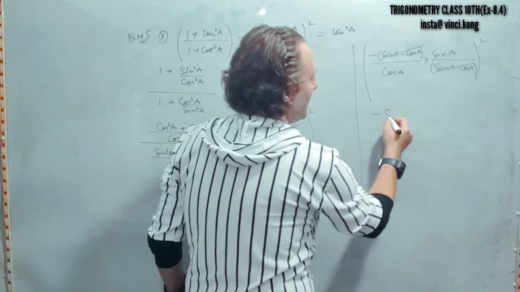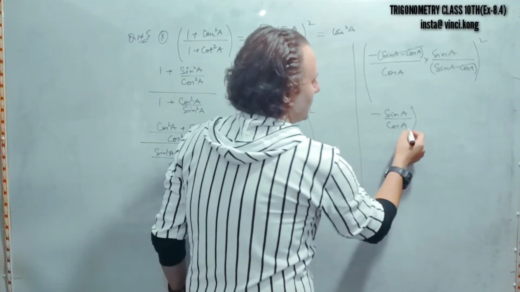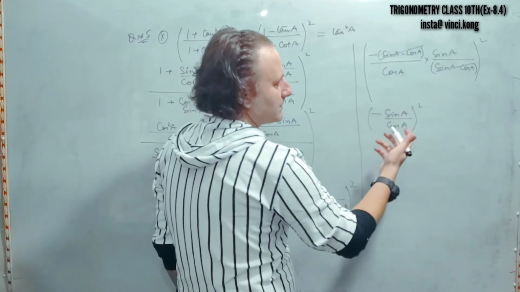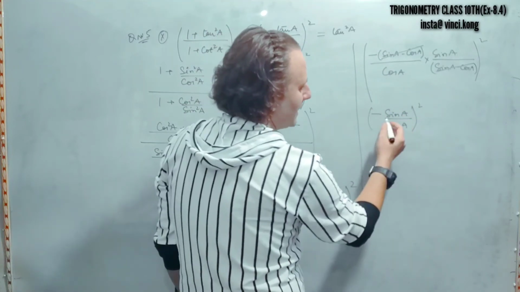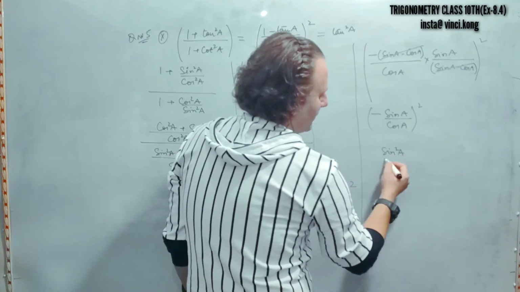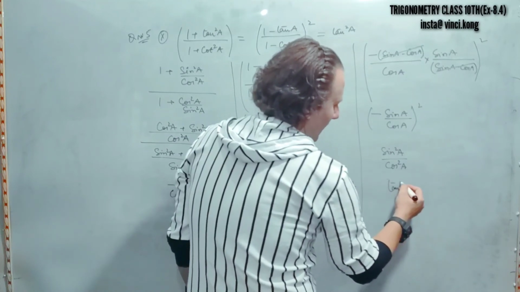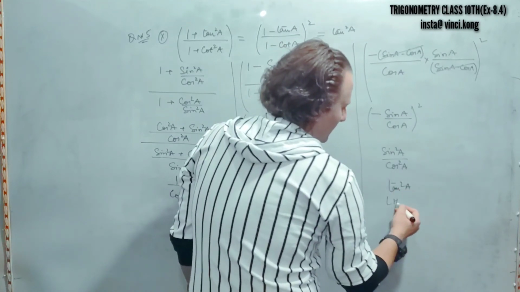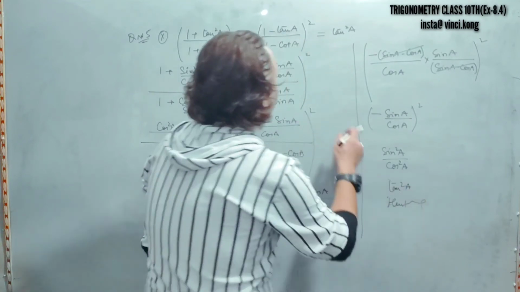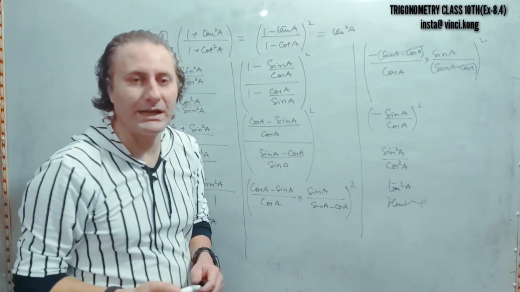Now what do I have? I have minus sine A upon cos A whole square. So now negative multiplied with negative is positive. So it becomes sine square A upon cos square A, which is tan square A. That means we have both the things equal to tan square A. This is also tan square A, and this is also tan square A.